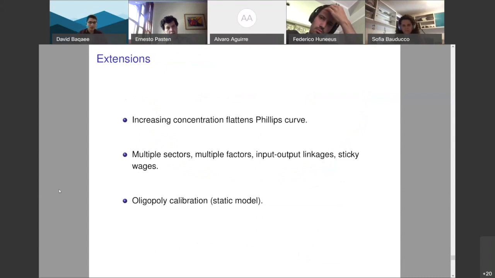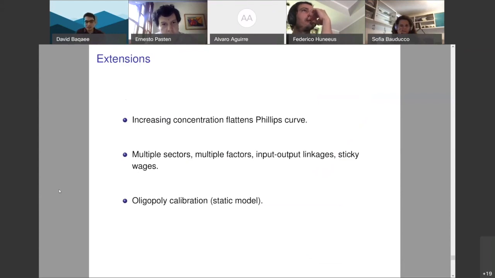Okay, great. So I've got a few minutes left. I'm just going to summarize some extensions that we have in the paper that I didn't get a chance to talk about too much. One is something that Francesco asked about, which is how do changes in the firm size distribution affect the slope of the Phillips curve? And the answer is it does, and we do some basic exercises to see how much.